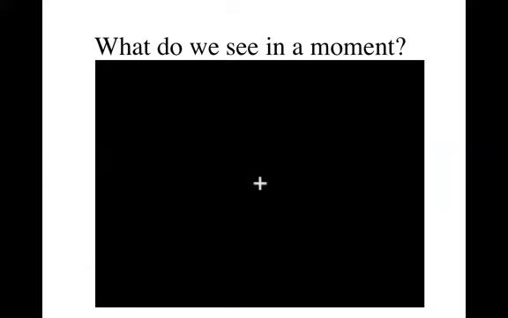So what do we see in a moment? There was a movie that was shown in class which showed briefly presented objects, pictures of objects. They were able to recognize, even though they were presented for less than 100 milliseconds. And so this is a very brief presentation, and yet you're able to recognize those objects. So we're really good at recognition.